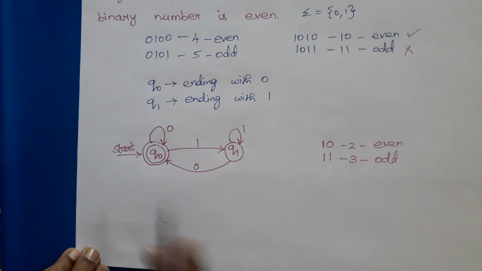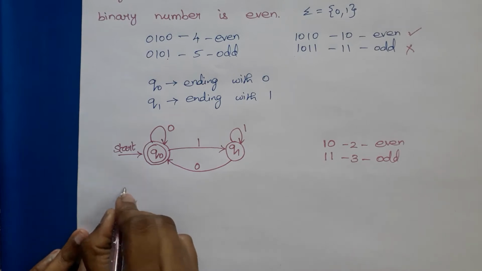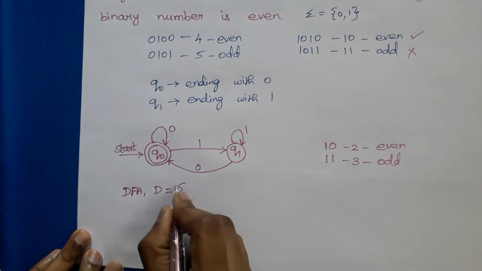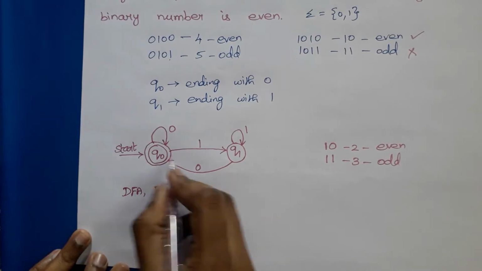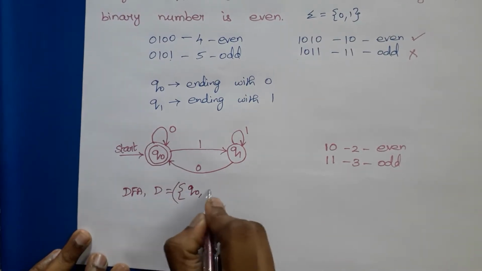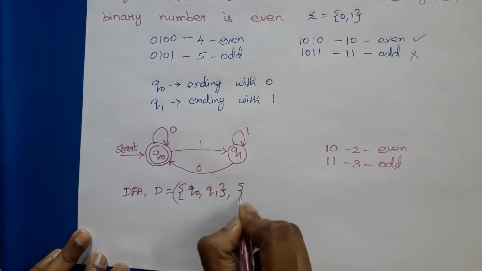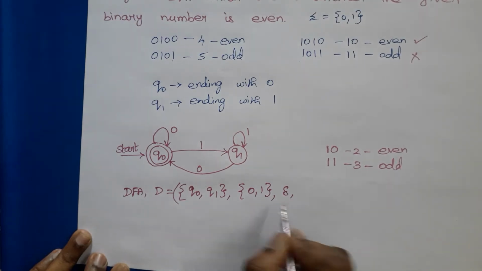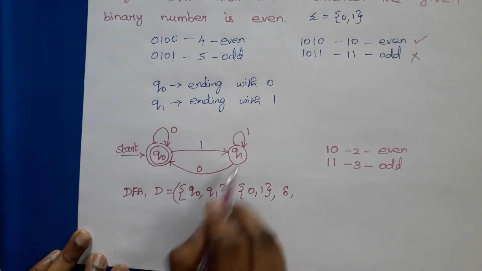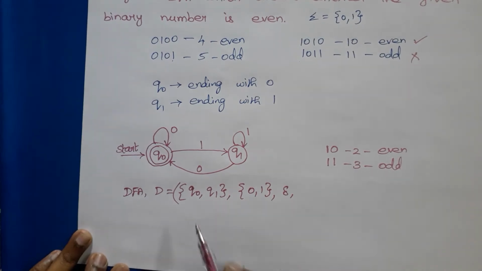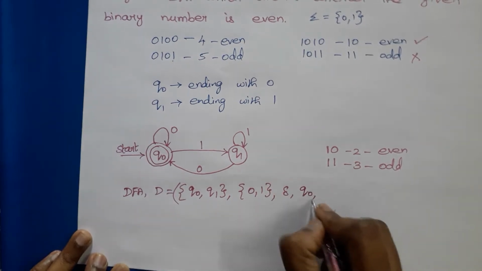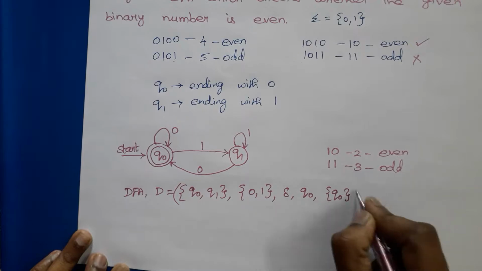Now we can construct the 5-tuple notation for this. So DFA, D or A, any name can be given. Now we have to write the set of states. The set of states are Q naught and Q1. Then input symbols 0 and 1. Delta is a transition function that is represented as a diagram here. We can also write it as a transition function representation. Then the start state is Q naught, and the final state is also Q naught.